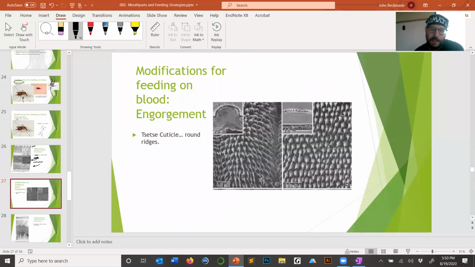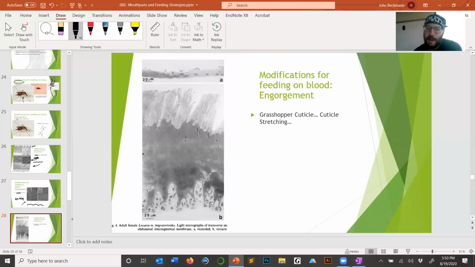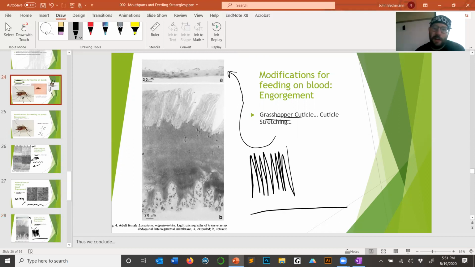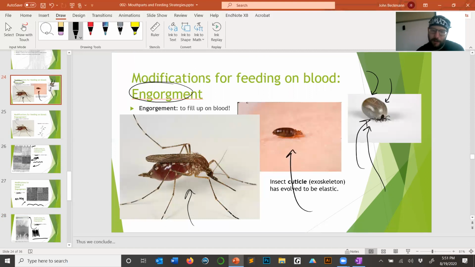There are other structures. Here's a tsetse fly, a medically relevant pest. Again, it has pleated ridges, and it stretches these out so it can engorge. Here is a grasshopper. These are not the best examples, but they're great pictures, which is why I show them. Here's a cuticle where it's stretched out, and in this case it's kind of like a spring. So there are special evolutions in the cuticle that permit engorgement.